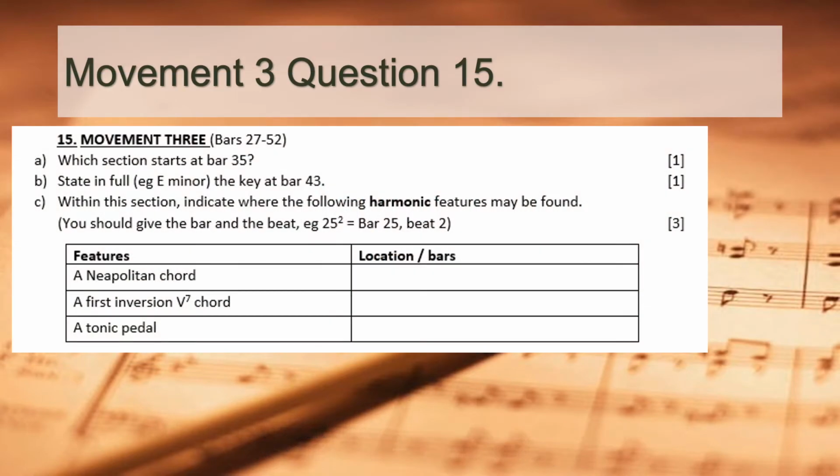Okay, movement 3, question 15. So the bars for this one are 27 to 52, which is pages in the score, page 54, page 55, page 56, page 57, up to the end of the minuet before the trio starts, which is bar 53.